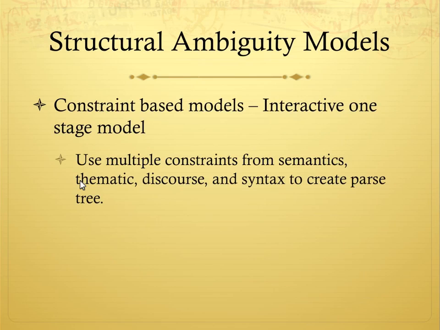A second type of model is an interactive one-stage model. So these are called constraint-based models for ambiguity, where semantics creates these constraints on what is possible parse tree-wise. The theme and the discourse, the bigger picture, say, well, here are the only possible parse trees that you could do, and the syntax creates the parse trees based on those constraints. So it's like a lot of the possible interpretations are eliminated because of semantics, because it doesn't work in this context.